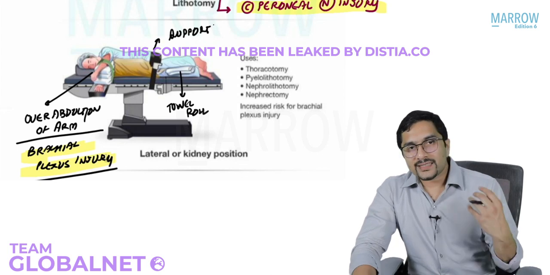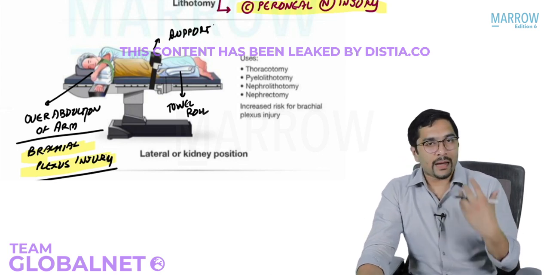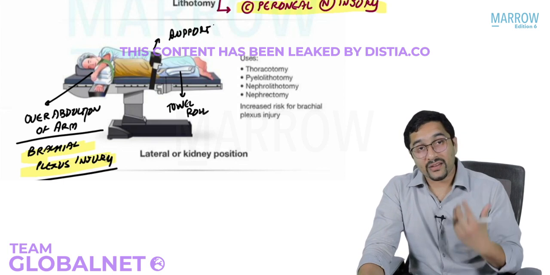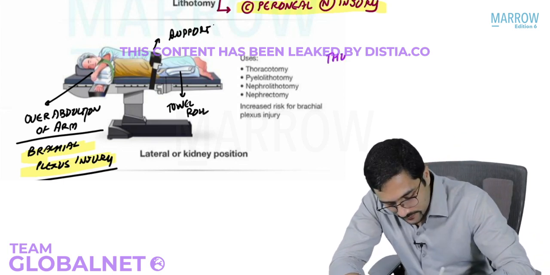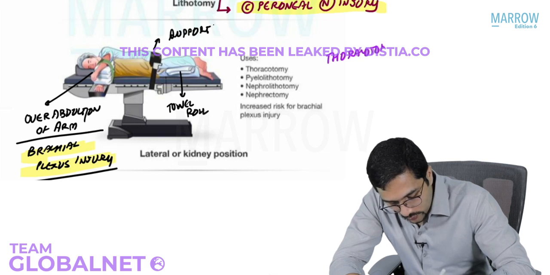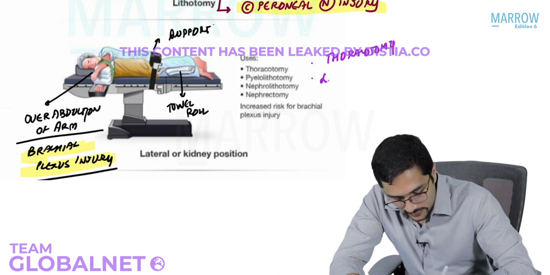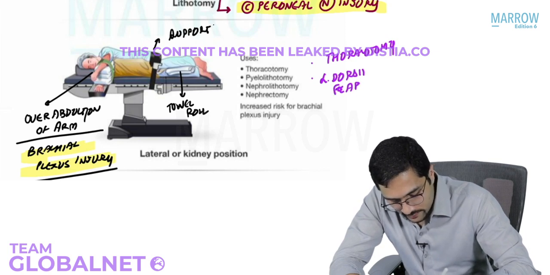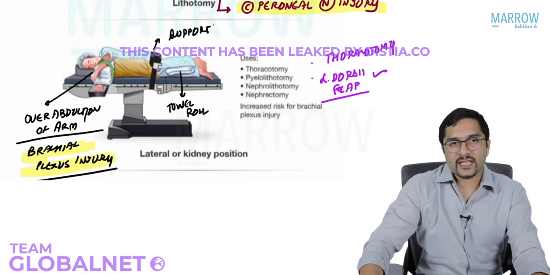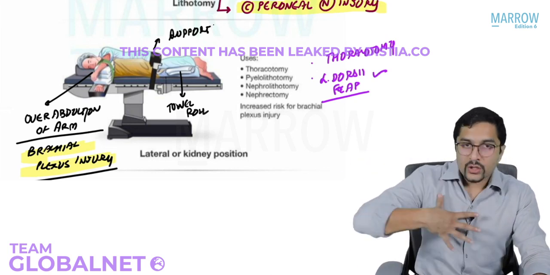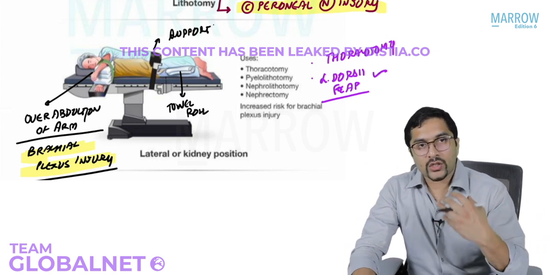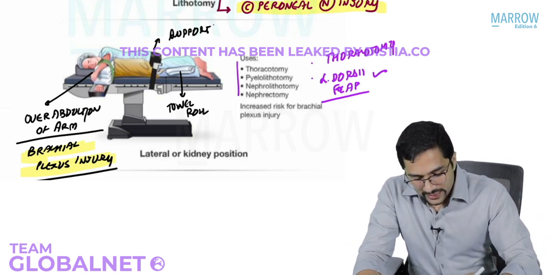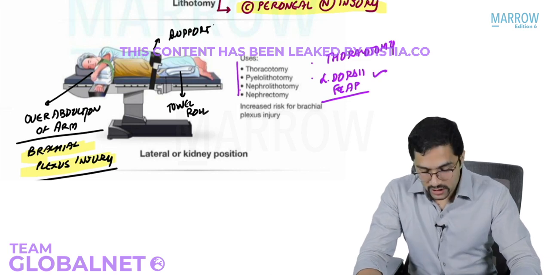Now, as the name suggests, this is used for renal procedures like pyelolithotomy, nephrolithotomy, nephrectomies. But it is also used for thoracotomies, if you want to open up the thorax, right? If you want to do a latissimus dorsi flap, right? This latissimus dorsi flap I've covered in the plastic surgery module. It is used for breast reconstruction, right? So latissimus dorsi flap, pyelolithotomy, nephrolithotomy, all that is done in the lateral position.